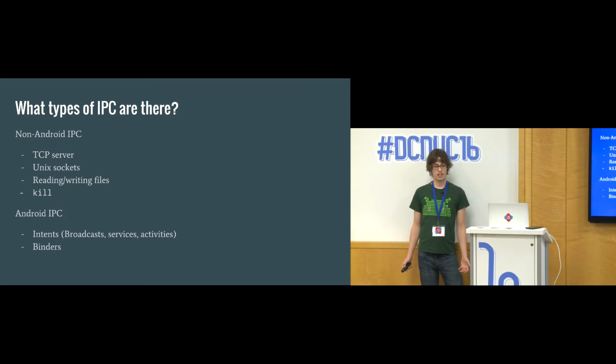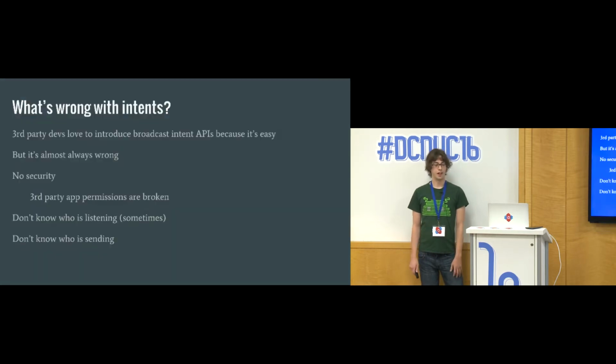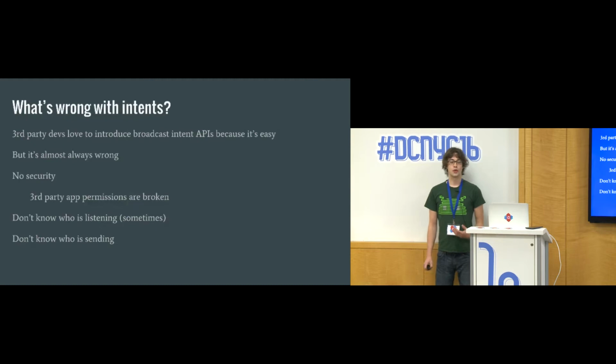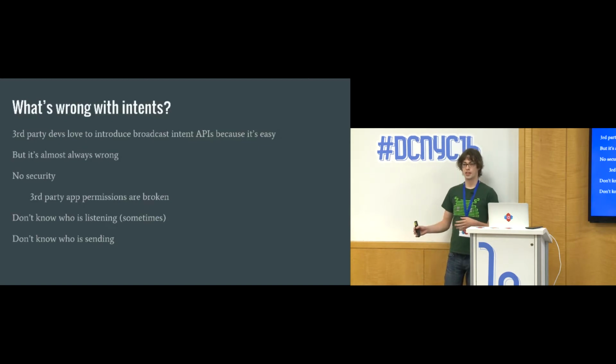I assume you all have used intents, but let's talk about what's wrong with them. With third-party apps, if someone comes up to me and says, hey, it'd be cool if we had this API for Nova Launcher in my app, what if we do it this way? It's almost always suggesting broadcasts. This is because broadcasts are really easy to implement. You have onReceive, you take some action, and you have a sendBroadcast to trigger it.